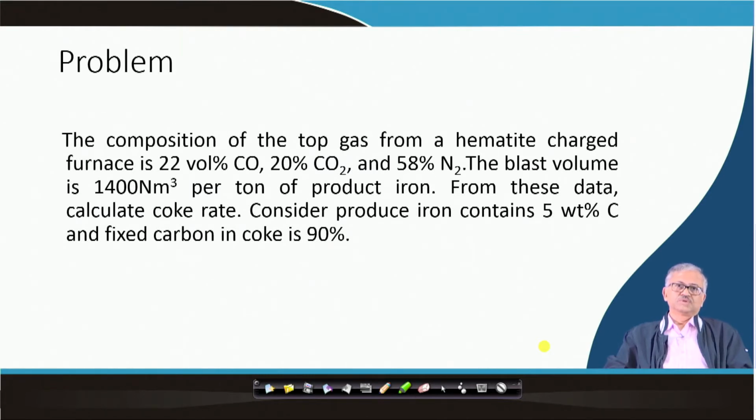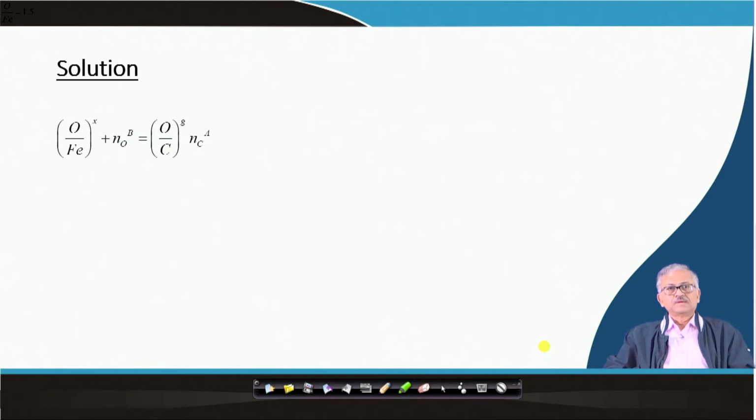Your CO is 22 volume percent, CO2 is 20%, and 58% is nitrogen, and the blast volume is also given. Now from this data you have to calculate the coke rate, right. So what we'll do, this is the equation that you have to consider, and then O by Fe is 1.